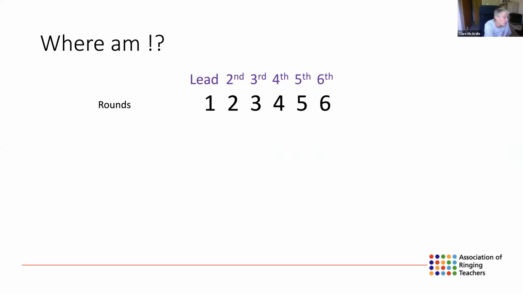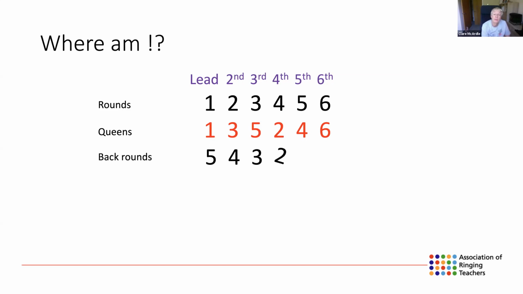You can use other named changes to practice working out each bell's position. So Queens, for example, 1's leading, 3's in 2nd place, 5 is in 3rd place, 2 is in 4th place, 4 is in 5th place, and 6 is in 6th place. Backrounds. Here we have 5 leading, 4 in 2nd place, 3 in 3rd place, 2 in 4th place, 1 in 5th place, and 6 in 6th place.